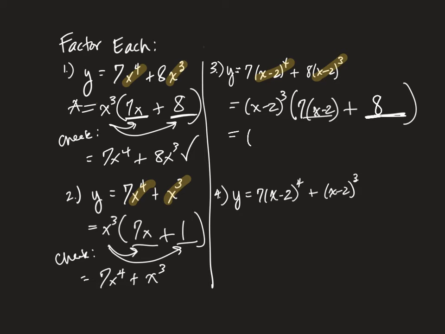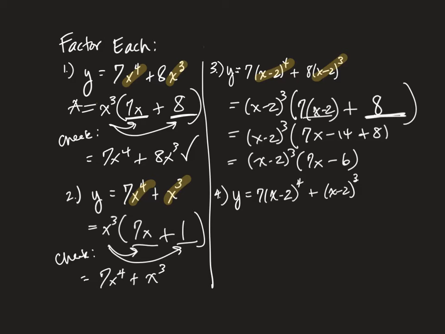From there, we can go one step further and clean up, simplify what's inside the bigger set of parentheses. I'm going to distribute the 7 to get 7x minus 14 plus 8, so that is equal to x minus 2 cubed times 7x, minus 14 plus 8, which is negative 6. And so that would be in our factored form.